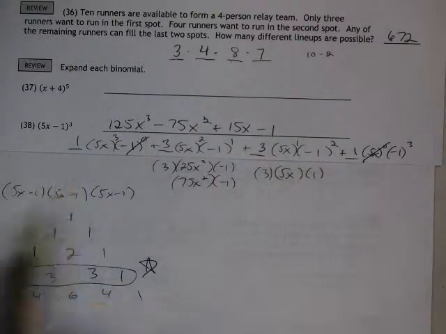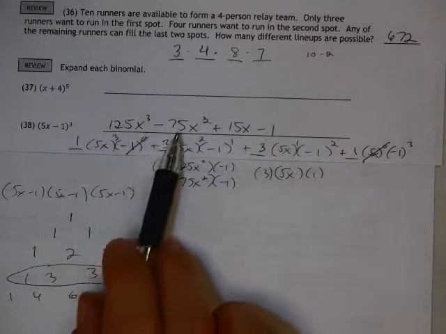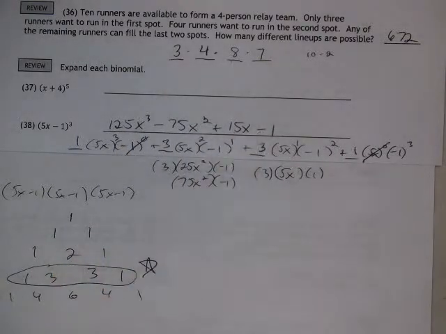So our final answer after using all those patterns, multiplying everything out: 125x cubed minus 75x squared plus 15x minus 1.